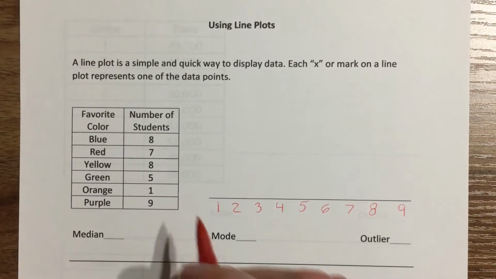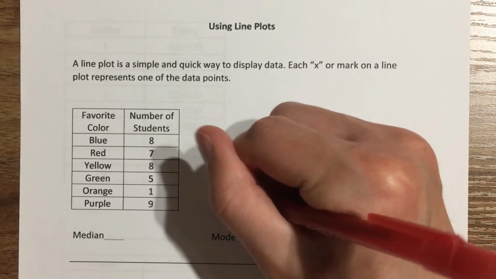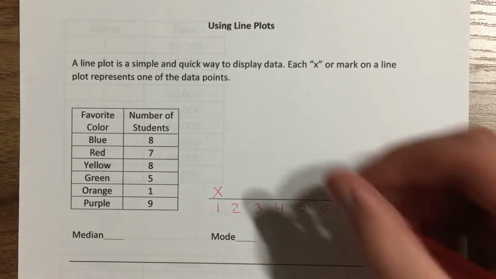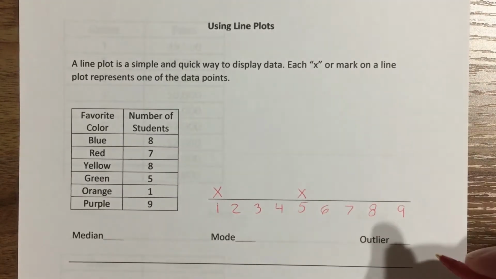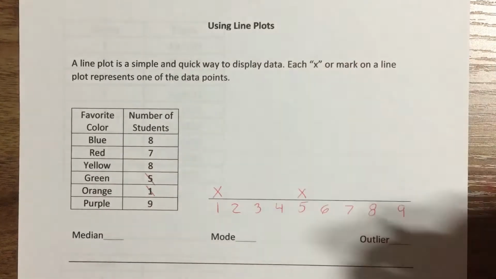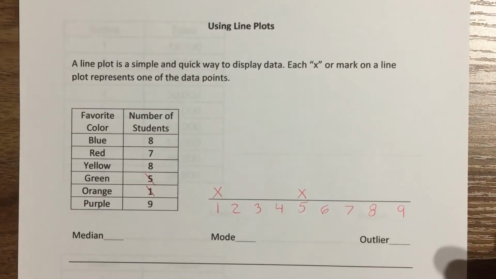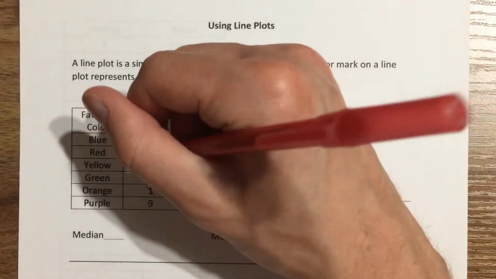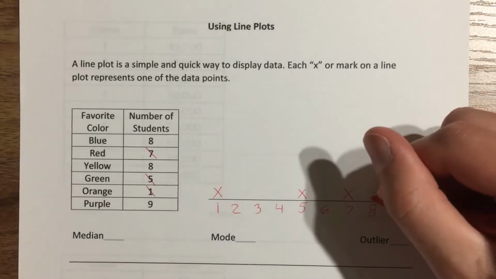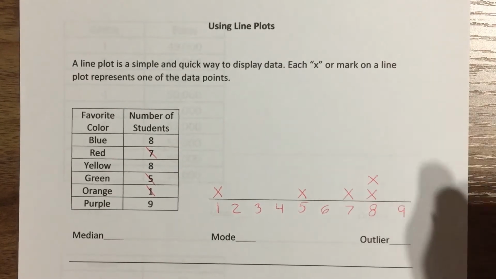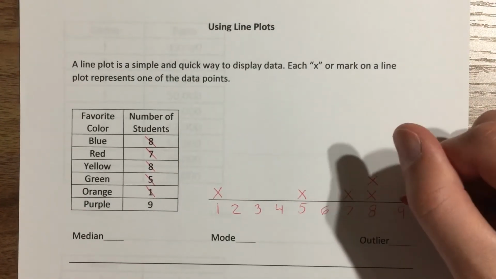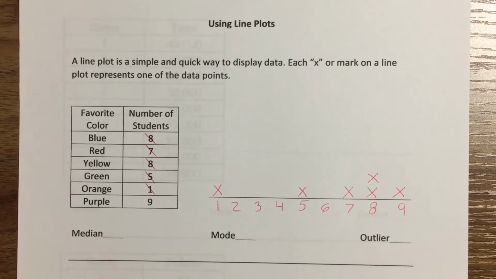So how many 1s did we have? We had 1, 1. How many 5s did we have? Well, it looks like we had 1, 5. Let's cross these off, kind of like we did with our median, mode, and outliers last time. How many 7s did we have? We had 1, 7. How many 8s did we have? We had 2 8s. And how many 9s did we have? We had 1 9.